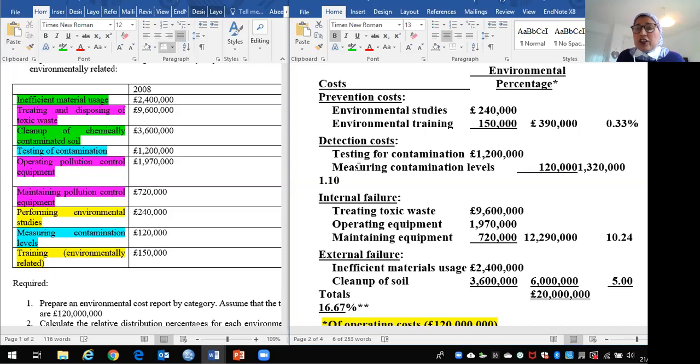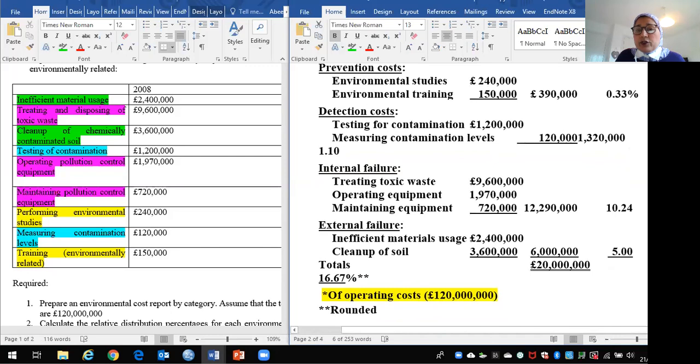Again, the percentage is related to operating income, sorry, operating cost, which I put at the bottom of the table. So all the items are the same. Internal failure is 9,600,000. Where does this 9,600,000 come from? It's the internal failure category. We colored the items pink. So all the items that we have highlighted pink can be listed under internal failure.